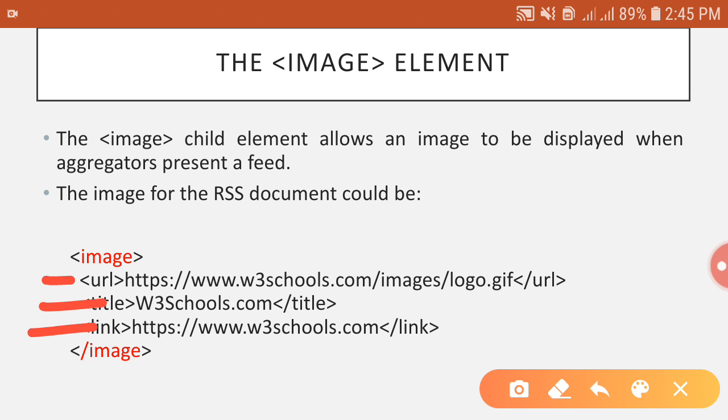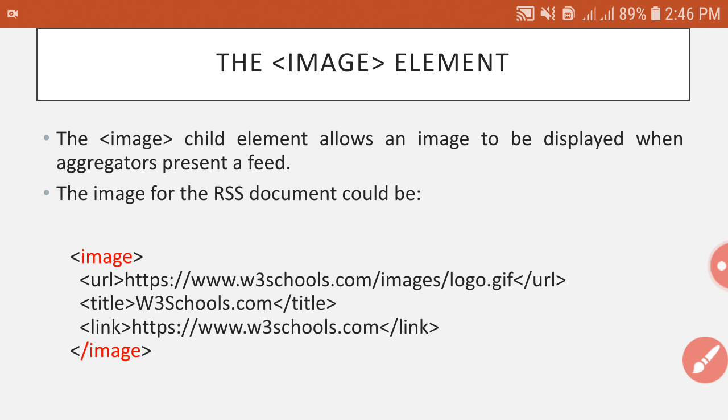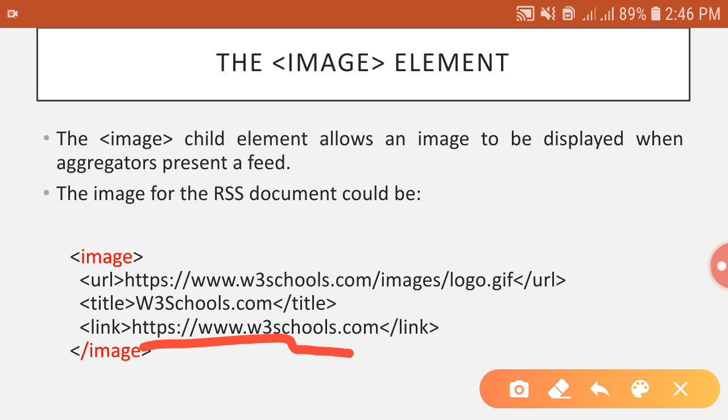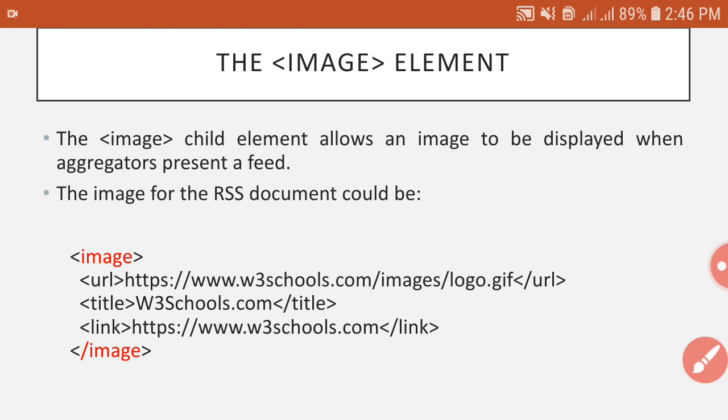URL defines the URL to the image. For example, here the URL to the image is this. The title element defines the text to display if the image could not be displayed. Okay, if the image could not be displayed, then this text will be displayed. Link defines the hyperlink to the website that offers the channel. In this case, it is w3schools.com.